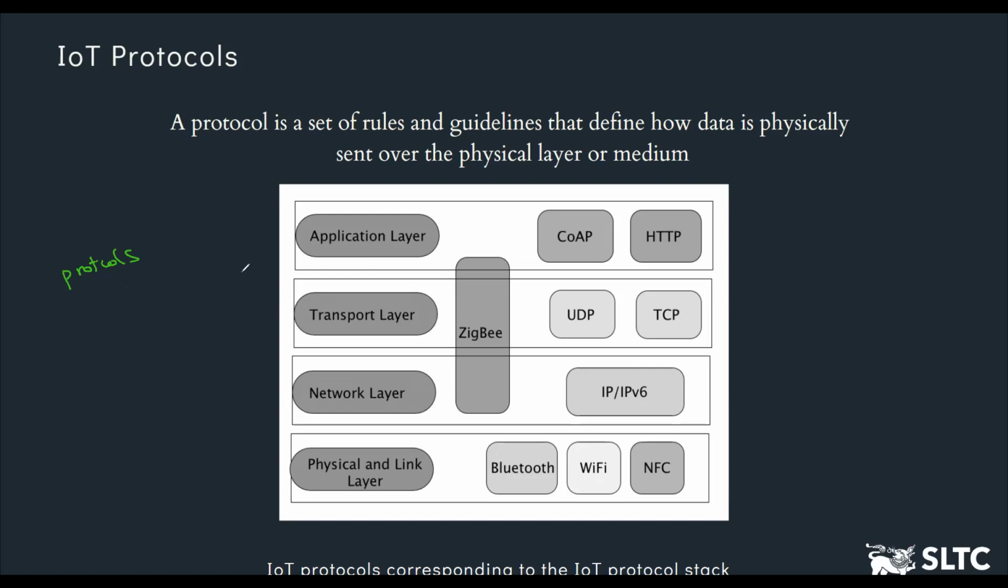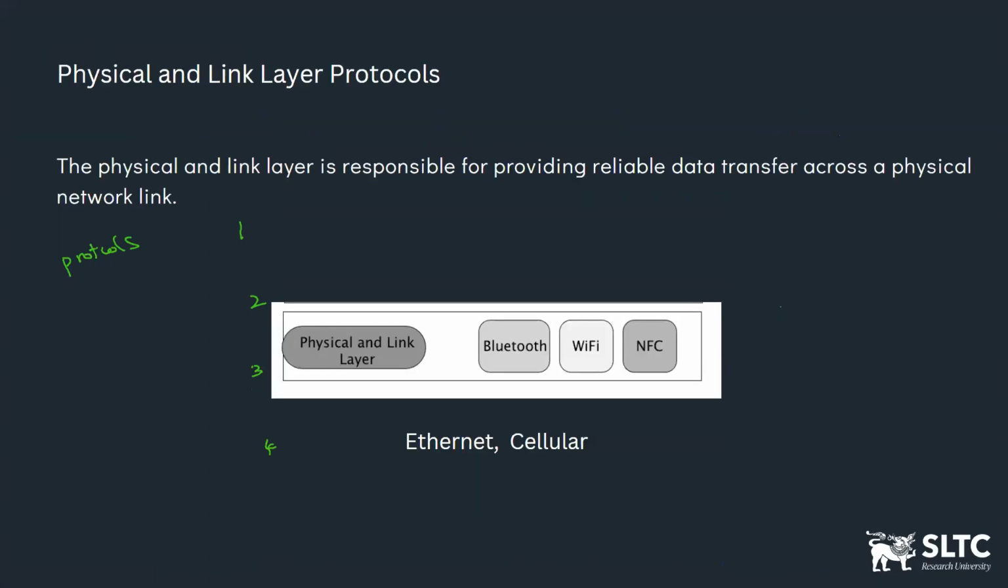There are many popular protocols that are widely used in IoT networks. Those protocols can be divided into application layer protocols, transport layer protocols, network layer protocols, and physical layer protocols. We will be talking about these protocols one by one. The physical layer protocols help us send data reliably over the physical medium.